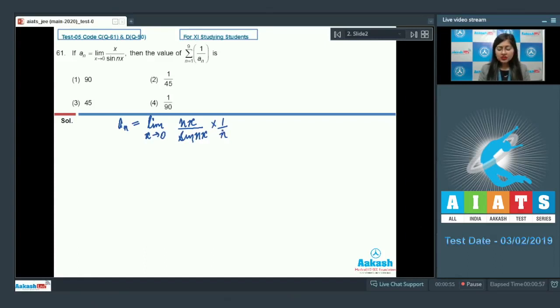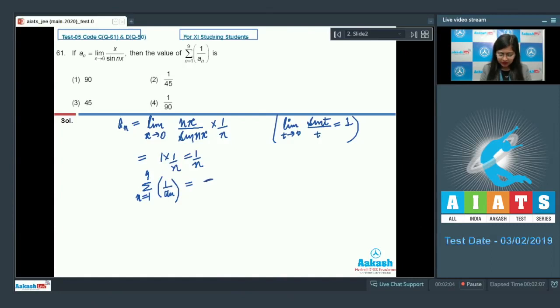Now, we know that limit of t tending to 0, sin t upon t is 1, right? So using this limit here, we can say that this will be equal to 1 into 1 upon n. So the value of a_n is 1 upon n. Now, the value of summation n going from 1 to 9, 1 upon a_n is equal to summation of n going from 1 to 9, n.